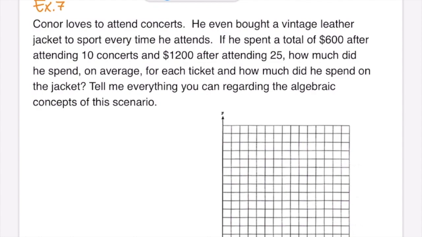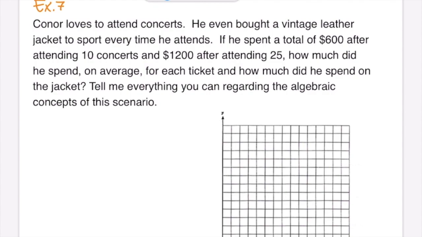Tell me everything you can regarding the algebraic concepts in the scenario. There's a ton of things that we could talk about and apply to the math that we're learning. So the first thing we want to do usually is identify our variables. We'll look at what's changing. Do you see that second sentence or third sentence where it says he spends $600 after 10 concerts, $1,200 after 25. So the things that are changing is how much money he's spending after how many concerts he goes to.